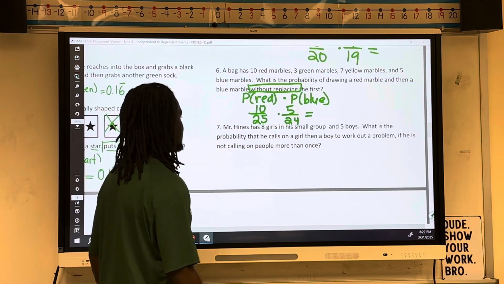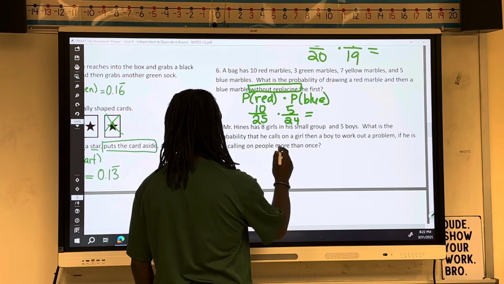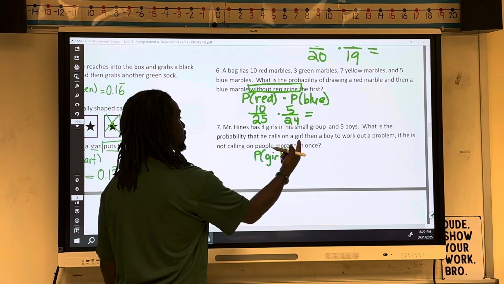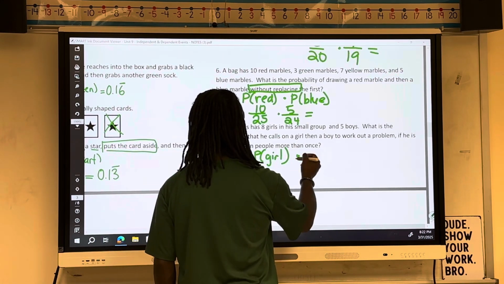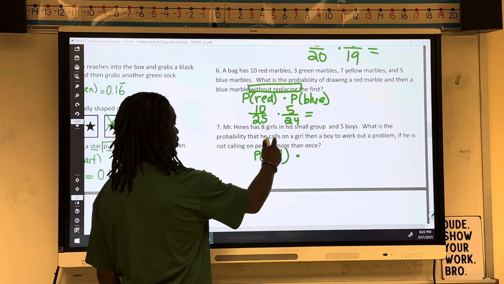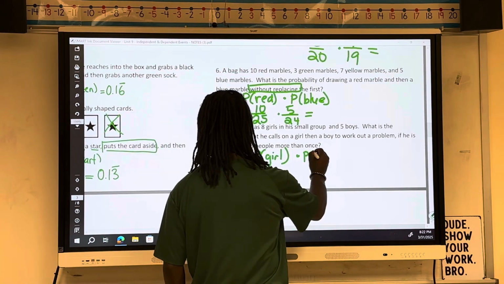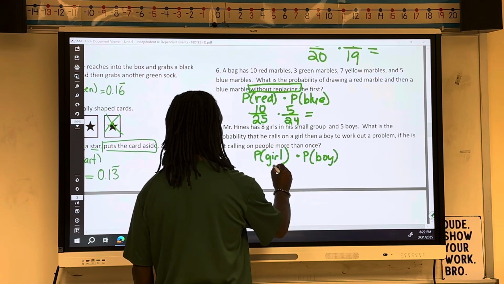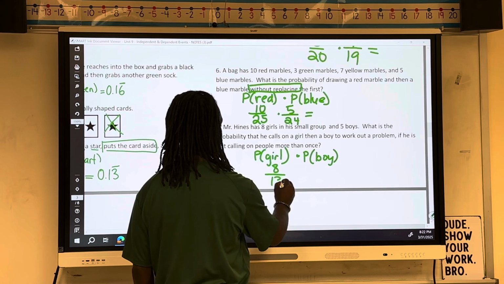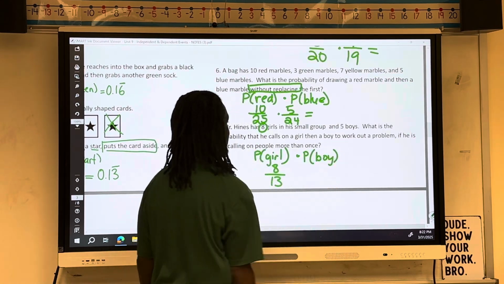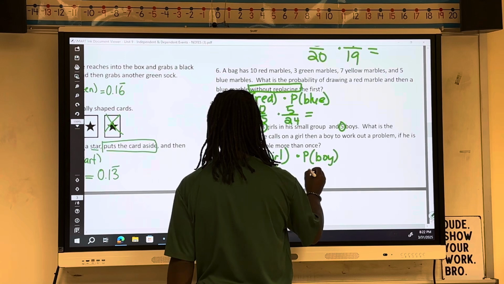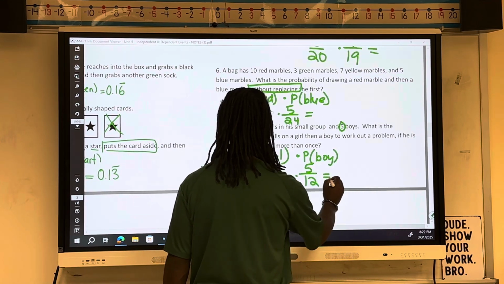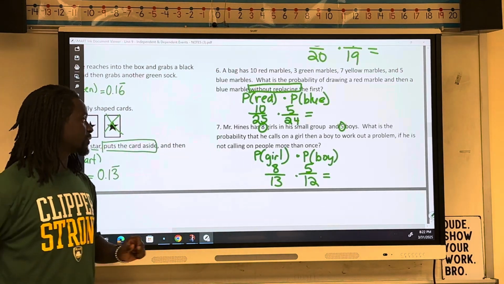And then lastly, Mr. Hines has 8 girls in a small group, 5 boys. What's the probability he calls on a girl, then a boy, if he is not calling on one person more than once? So the probability of him calling on a girl is 8 out of 13, because of the 8 plus the 5, right? That's 13. And then the probability of him calling on a boy is 5 out of 12 because I lose 1 after I called on the girl the first time.